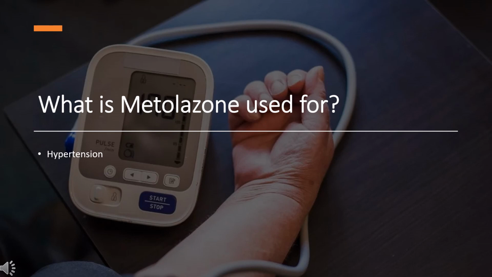What is metolazone used for? For the treatment of hypertension, alone or in combination with other antihypertensive drugs of a different class.